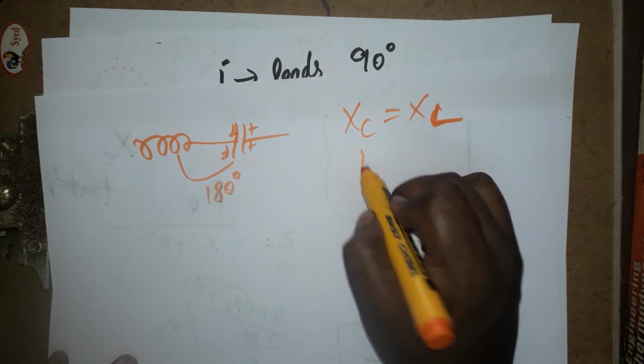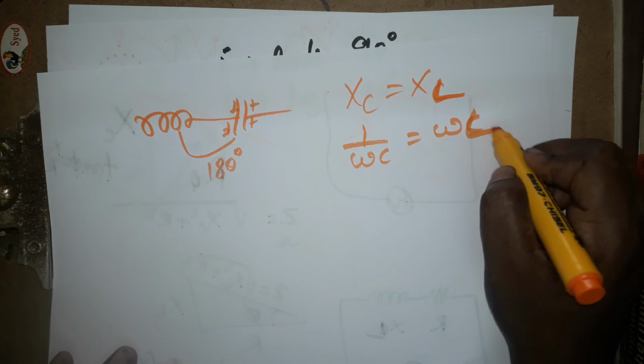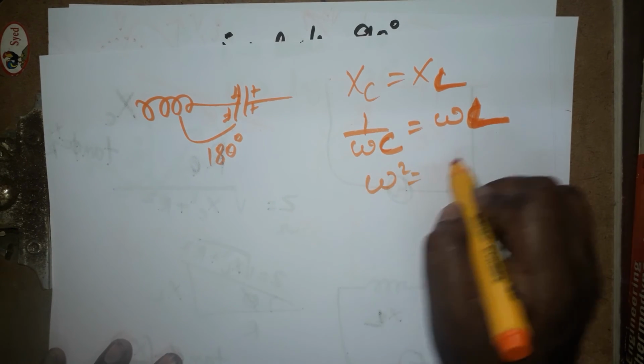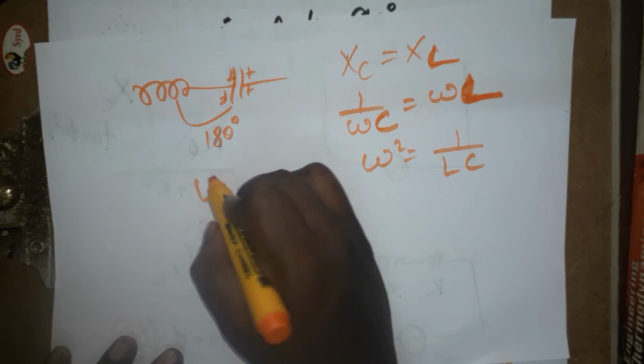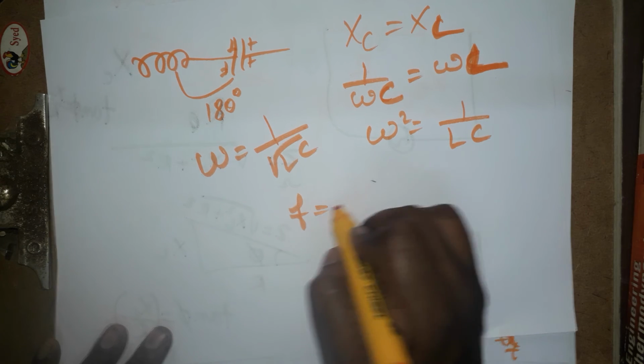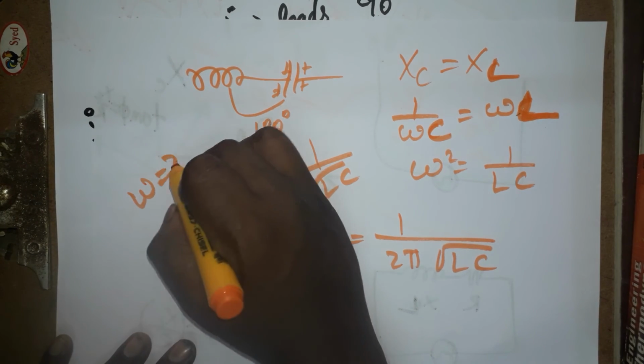XC I know is 1 divided by omega C. XL we know is omega L. So 1 divided by omega C is equal to omega L. If you want omega, omega square is going to be 1 divided by LC. Omega is equal to 1 divided by root of LC. If you want frequency, frequency is equal to 1 divided by 2 pi root of LC. I know omega is equal to 2 pi F.